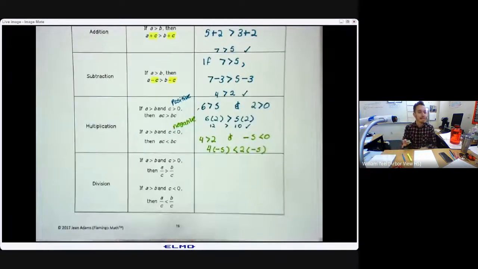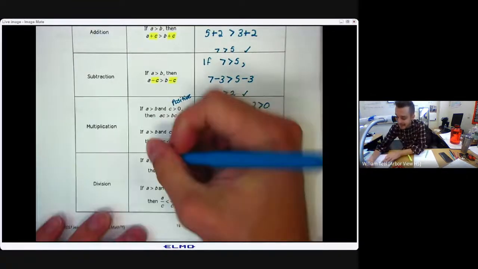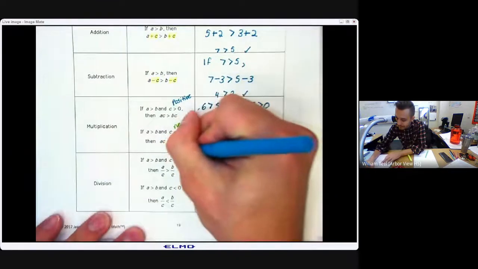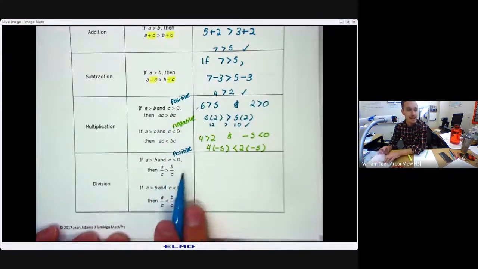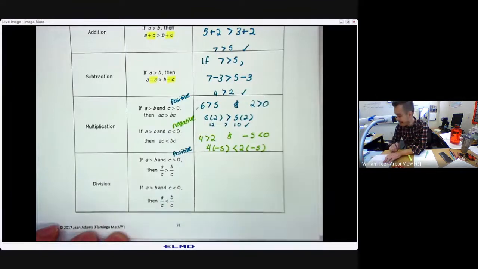Now moving on to the division property. So similar to the multiplication property, but slightly different. If A is greater than B and C is greater than 0, so once again, if C is positive, then we have that A divided by C is greater than B divided by C. So let's go through an example.